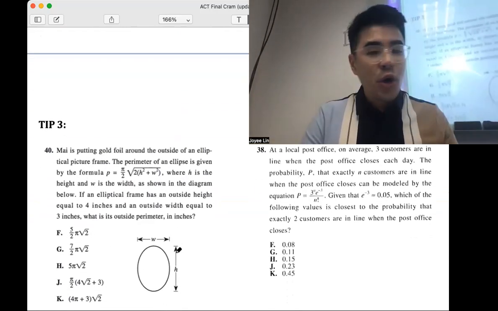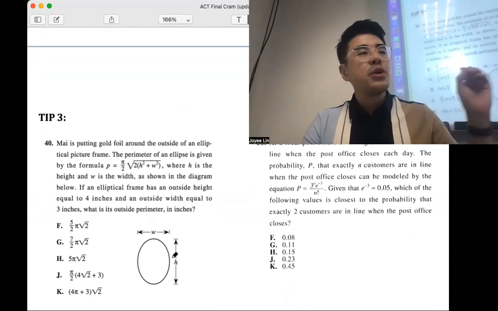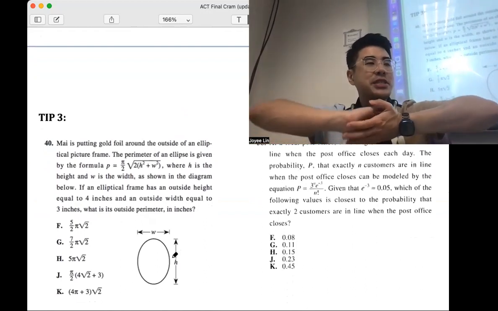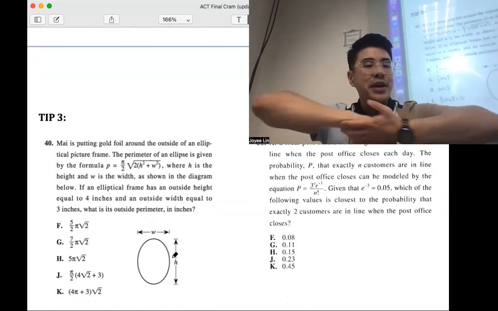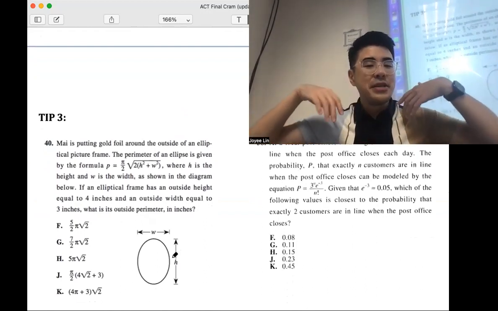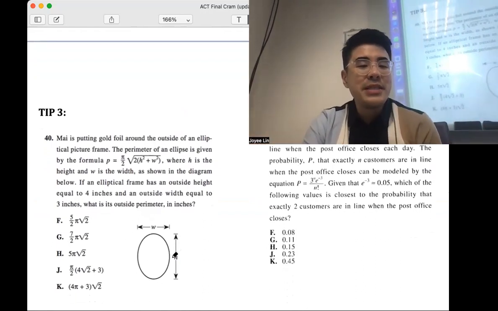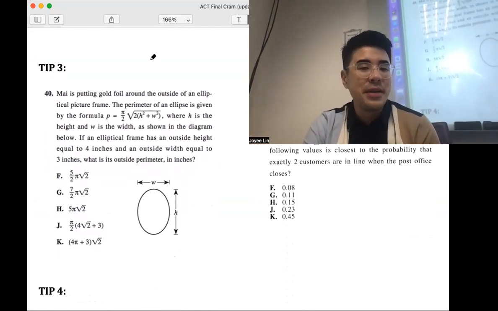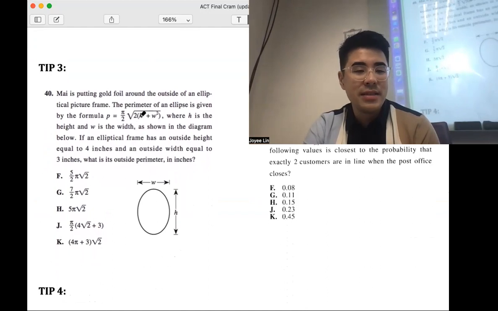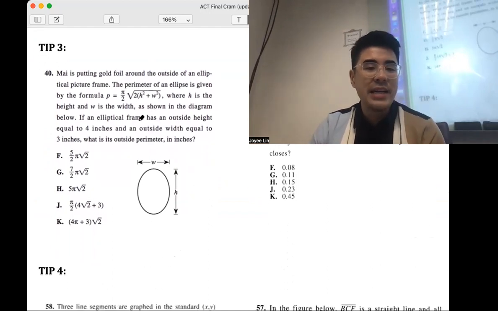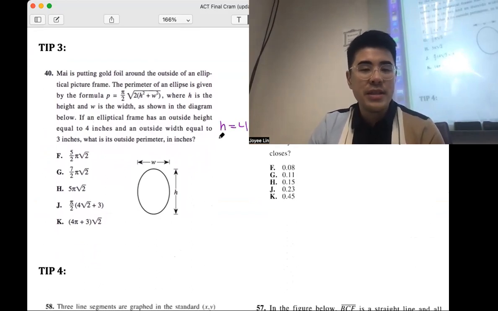Tip number 3 is don't be scared of equations, right? So when they give you an equation in the question, that's probably your best friend. You got to use it. In fact, you could literally just skip reading the question: oh, I see this. Well, okay, I need to plug in stuff. Well, height is equal to 4. Okay, well, h is equal to 4. And then the width is equal to 3.